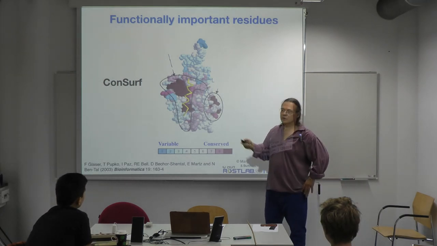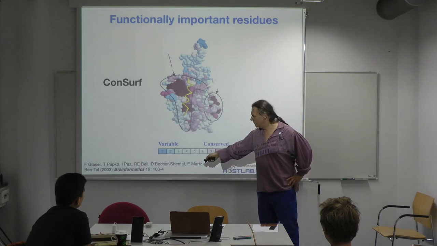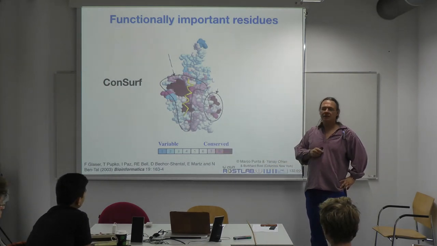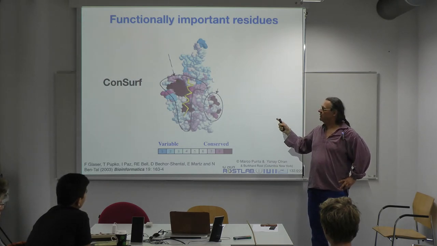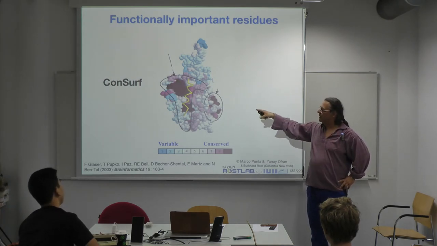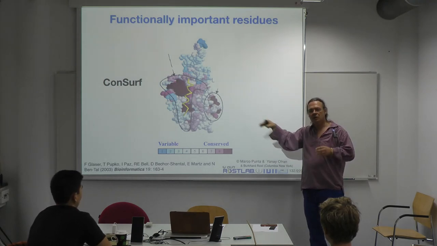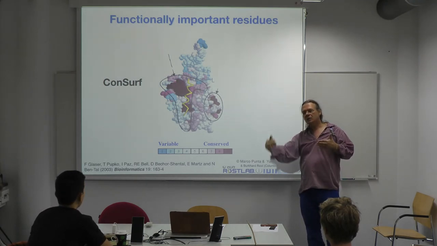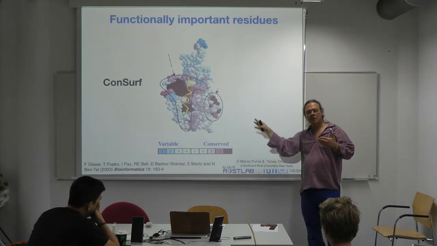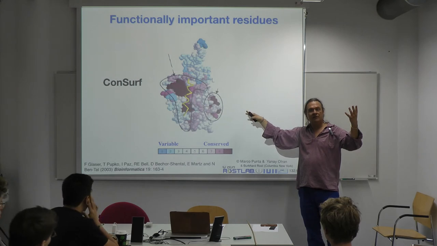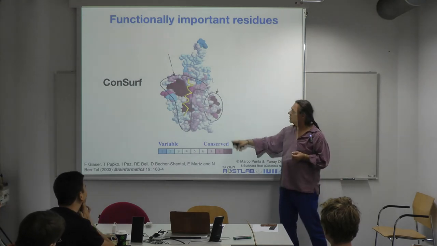Has anybody ever heard of CONSURF from the group of Nir Ben-Tal at Tel Aviv University, or Glaser? No? What CONSURF does is, when you have a known structure and a sequence alignment, it colors the conservation. Essentially it puts the conservation onto the surface of the 3D structure. So more conserved, more red.